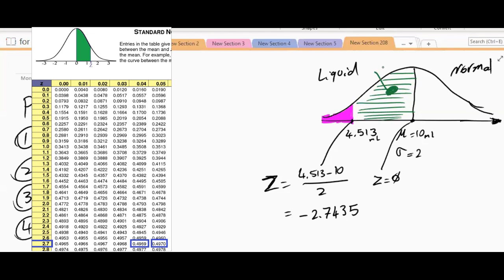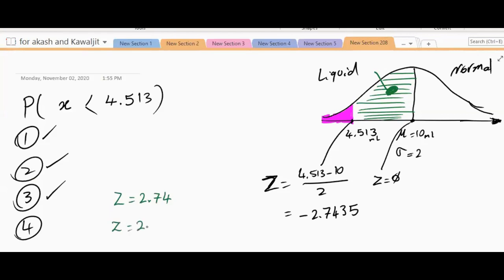No. Okay, what do we have? Do we have 2.74? Yes. We have Z equal to 2.74 and Z equal to 2.75. Is this right between those two? No. If this was 2.745, it would be right between 74 and 75, but it is not. When this happens, we choose the closest number. So which one of these two is closer to 2.7435? 2.74. Very good. And what is that area?